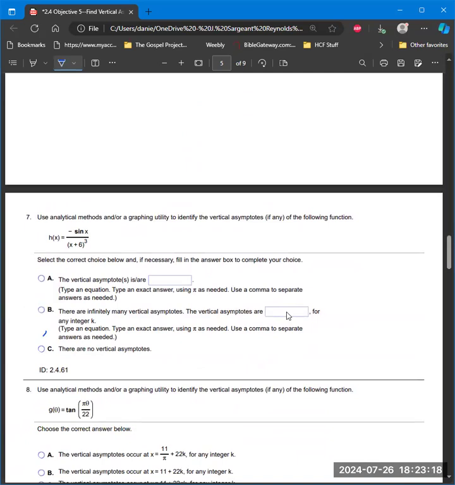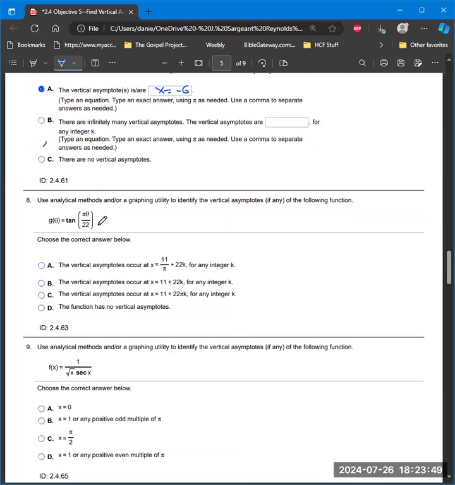Use analytical methods and or graphing utility to identify vertical asymptotes, if any. All right, so we're going to look at the fact here that x equals -6 has to be a vertical asymptote here. Let's go ahead and just write that in. And sine is not going to give me any asymptotes. It's never undefined.